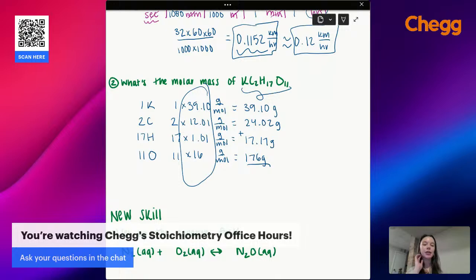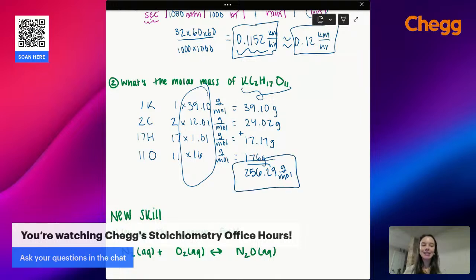All right, about 30 more seconds. All right, let's see those answers. 10, 9, 8, 3, 2, 1. If you got 256.29 grams per mole of compound, you're absolutely correct.